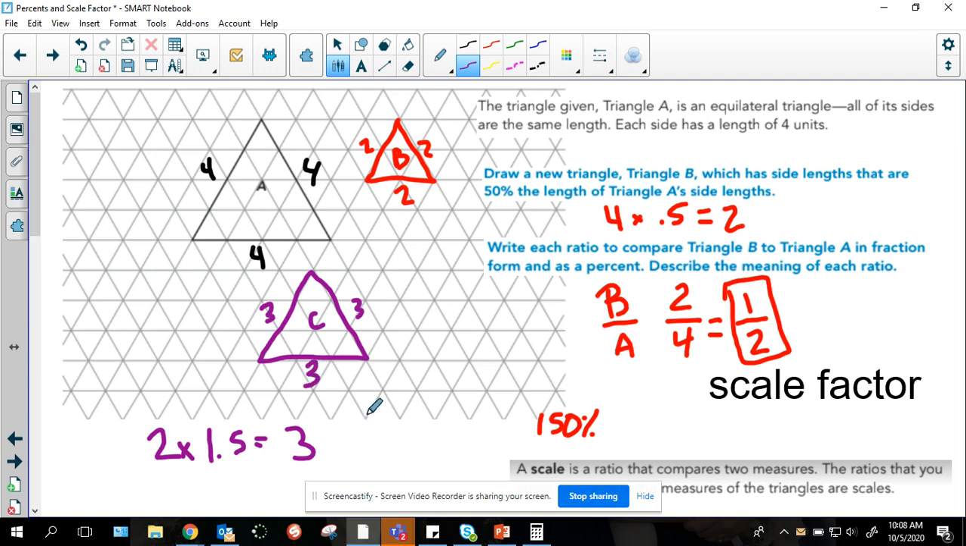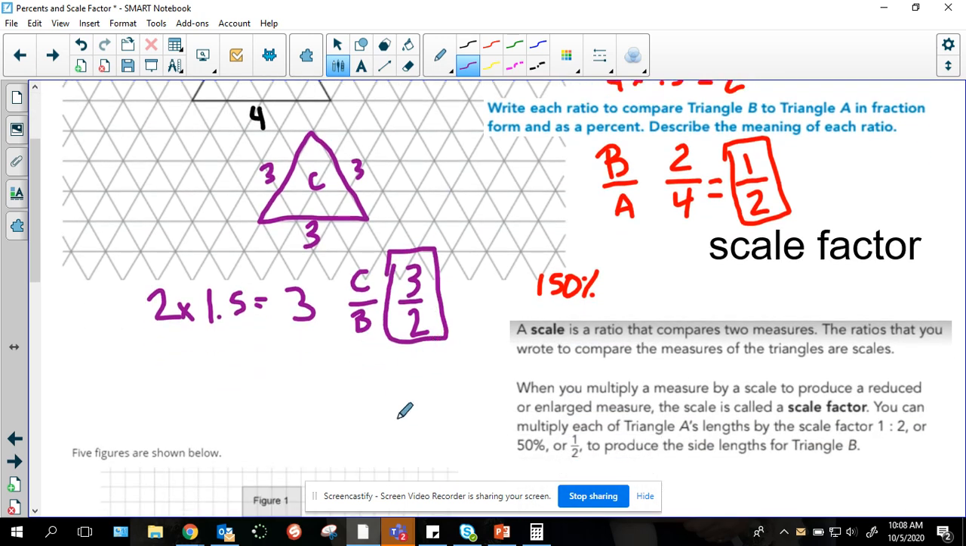And again, I'm going to write the ratio. So C to B would be 3 to 2. So my scale factor from B to C is 3/2.